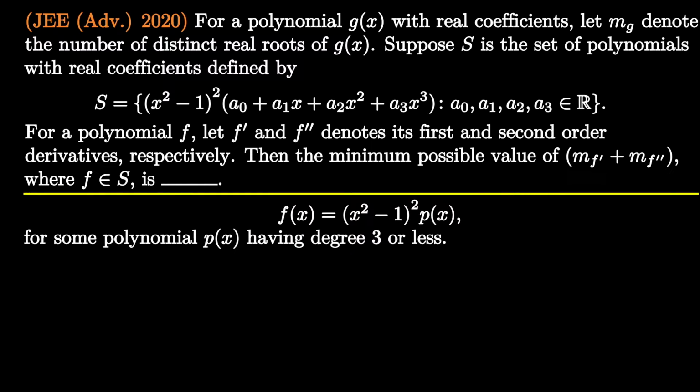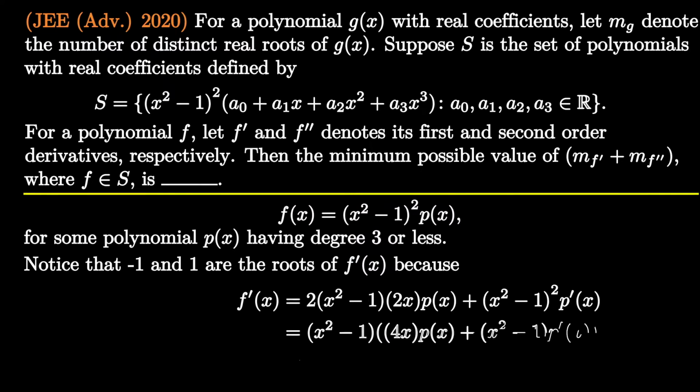In other words, we need to find the minimum possible value of the sum of the number of distinct roots of f' and the number of distinct roots of f''. First, we try to find the minimum possible value of m_f'. We notice that −1 and 1 are the roots of f(x) with multiplicity at least 2. Therefore, −1 and 1 are the roots of f'(x).